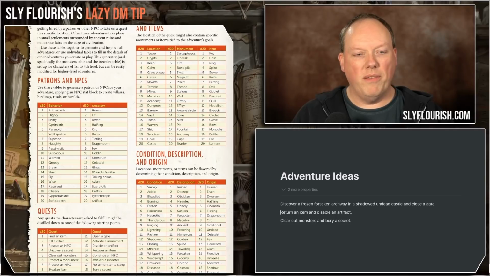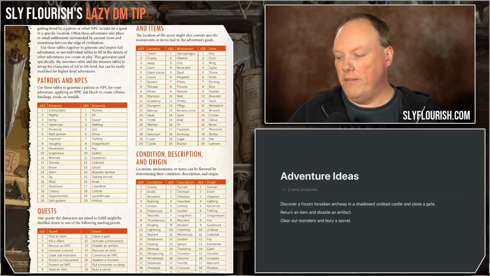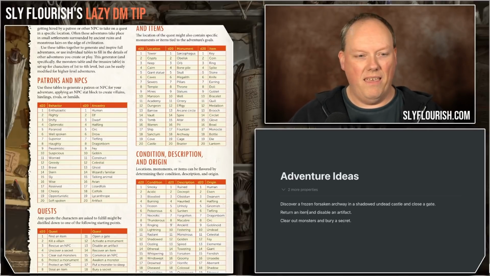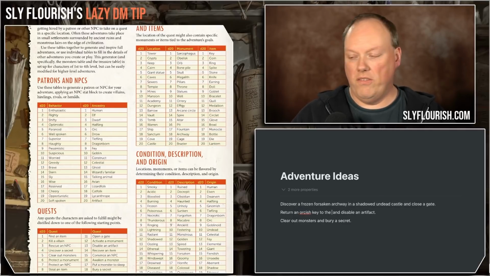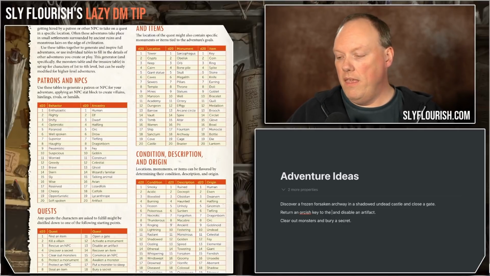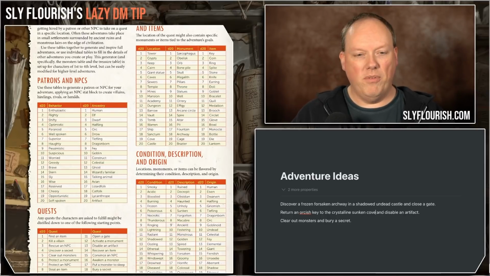How about the return an item and disable an artifact? Well, what kind of item do we have to return? We'll start with an origin. It is an orcish item. What kind of item is it? It is an orcish key. Return an orcish key to the, and let's come up with a location, to the cove. There's a cove. That's interesting. What kind of cove? A crystalline cove. A crystalline sunken cove. And disable an artifact.